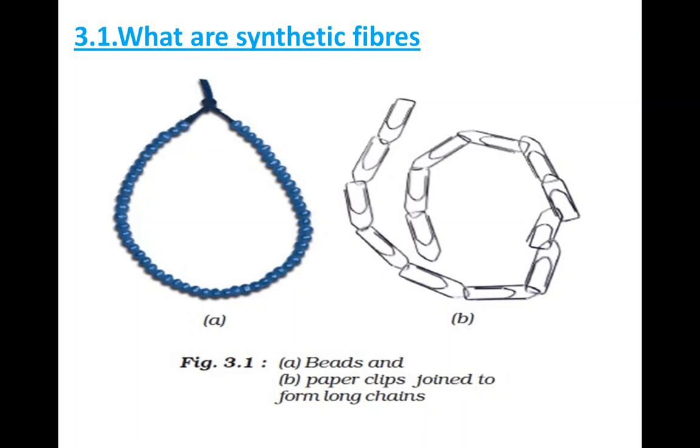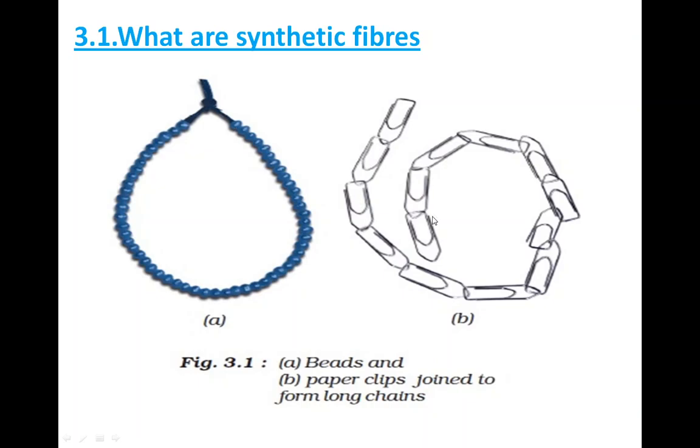So polymer is actually a Greek word. In this, poly means many and mer means part or unit. Okay, so polymer is made of many repeating units. Repeating means what? We are using the same bead, or see, the same paper clips we are using to make a large chain. So synthetic fibers means what?